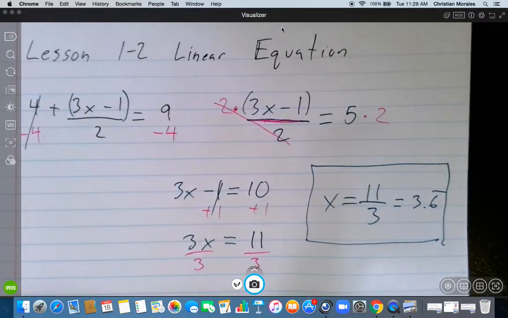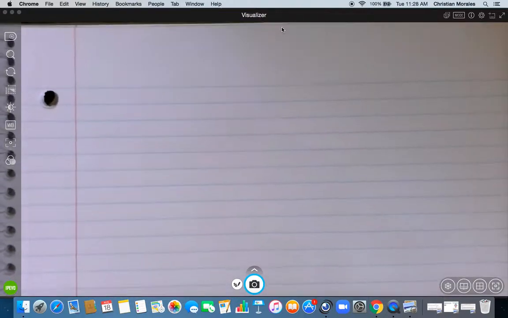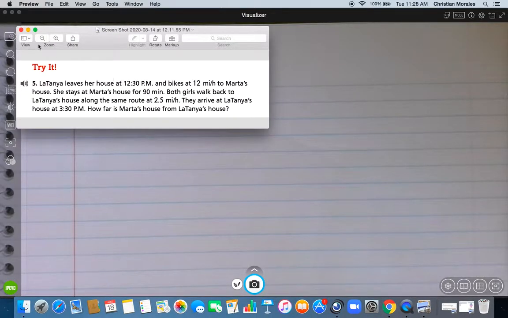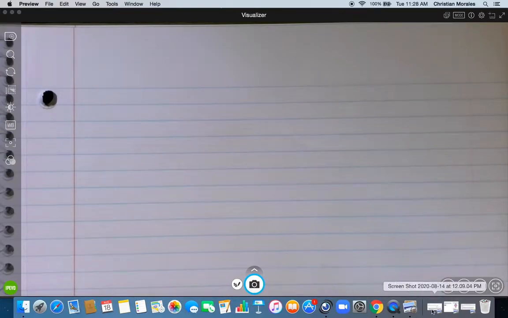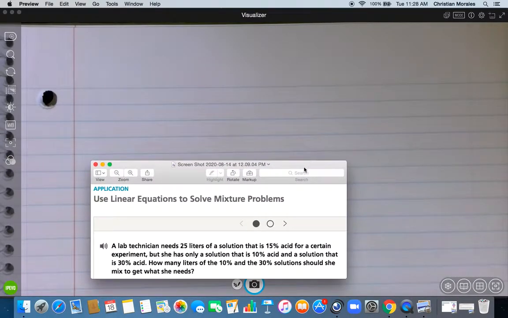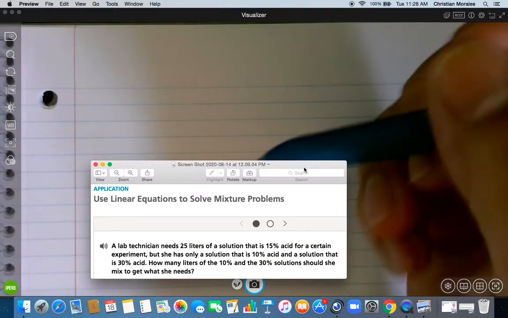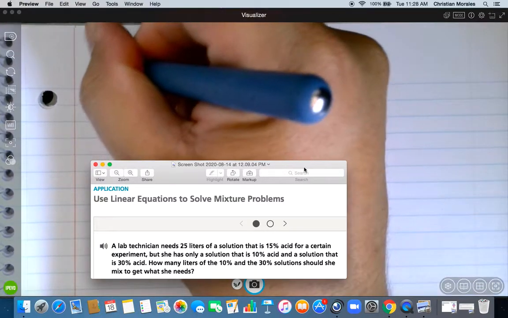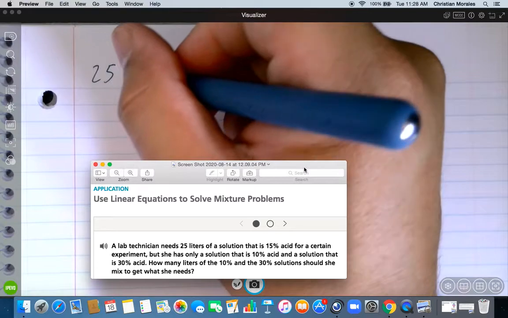Okay? All right, next. There are some word problems. For these word problems, I'm going to put them on the screen, and we're going to work them out one at a time. All right, so I think, no, that's the last one. This one's the first one. Okay, so we're talking about an acid solution. We're dealing with percents. When you're dealing with percents, you're going to have to turn these into decimals. So we have 25 liters at 15%.